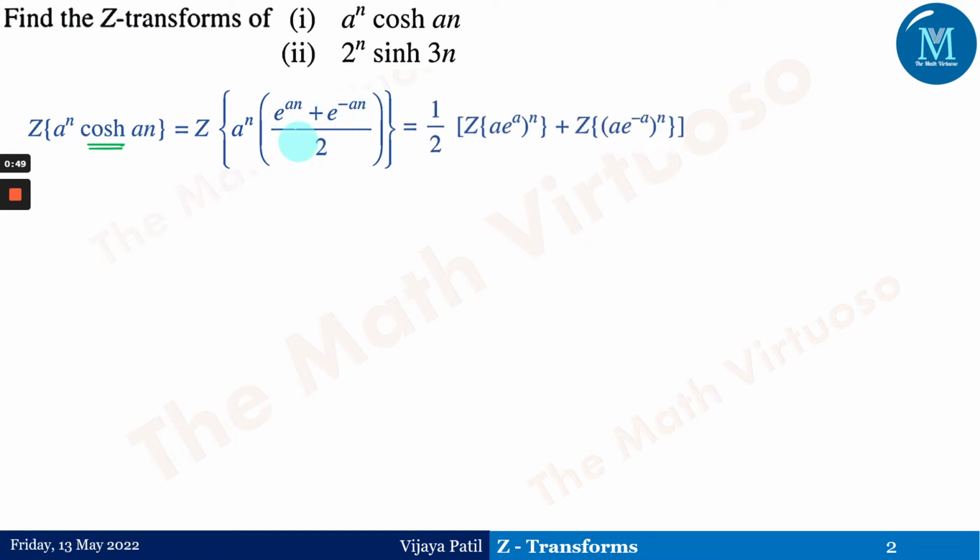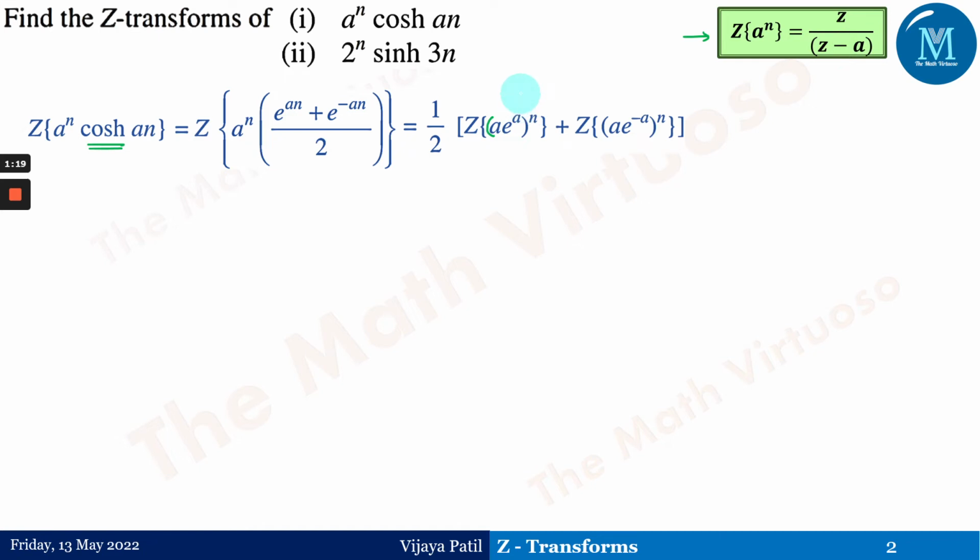Again, by the linearity property we can write this as 1 by 2, because of the constant, Z transform of a into e to the power a, whole to the power n. Actually it has to be like this, round bracket to the power n. Similarly, plus Z transform of a into e to the power minus a, whole to the power n. Now we have this standard formula: the Z transform of a to the power n is equal to z upon z minus a.